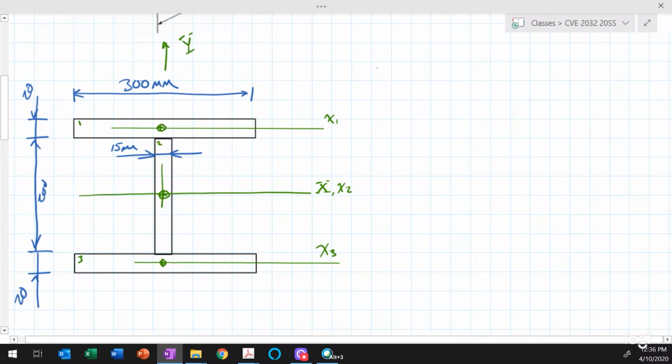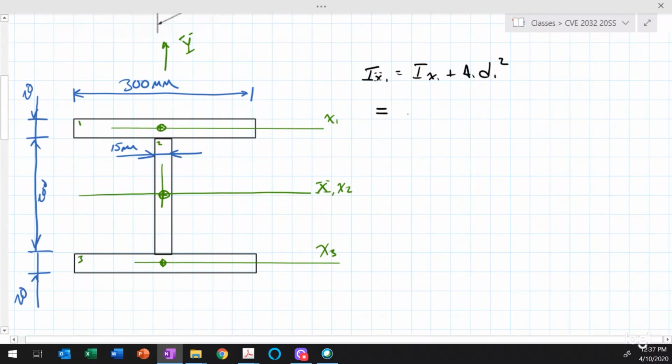Let's see, I'll work in black. So I could say that I sub big X1 is equal to I of little x1 plus A1 times D1 squared. The I sub big X1 is the moment of inertia of shape number 1 about the x-axis. I sub little x1 is the moment of inertia of shape number 1 about the little x1 axis. We can calculate those.